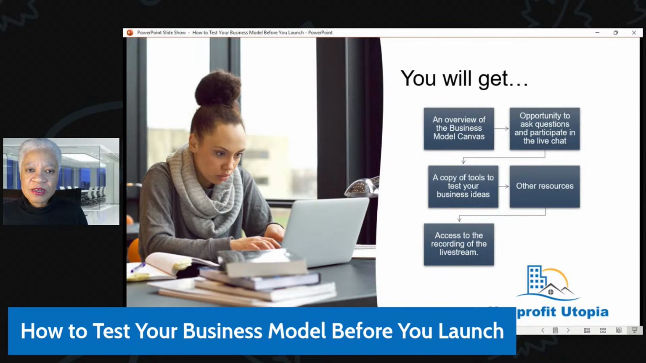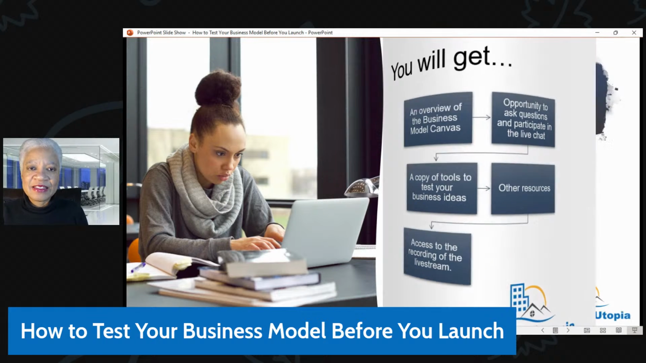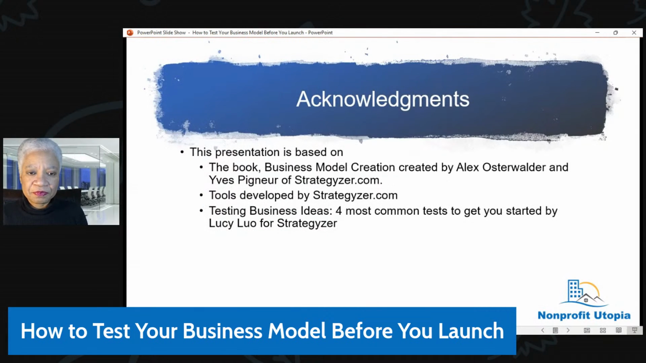That includes tools to test your idea as well as tools to actually flesh out your ideas and make sure that they're feasible. And then everyone will have access to this live stream.